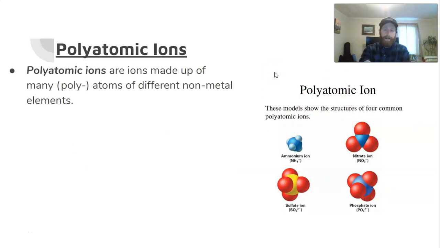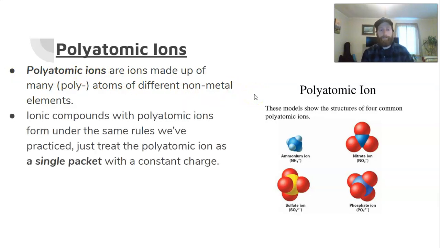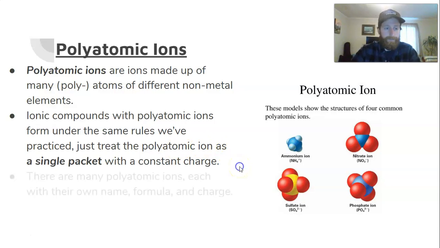All right, so what is a polyatomic ion, you might ask? Polyatomic ions are ions made up of many, that's what the prefix poly means, atoms of different nonmetal elements. So a polyatomic ion is a many-atomed ion. Ionic compounds with polyatomic ions form under the same rules that we practiced in the last lesson with the simple ionic compounds. The trick is to treat the polyatomic ion as a single packet that always has the same charge, just like cations and anions of elements do.